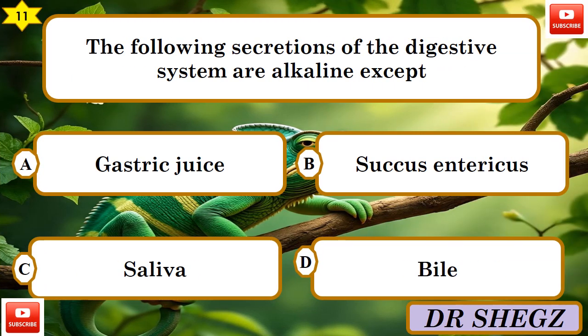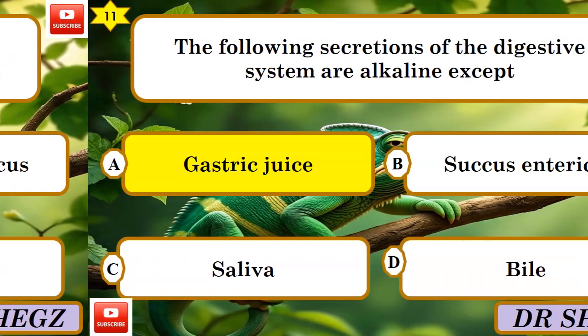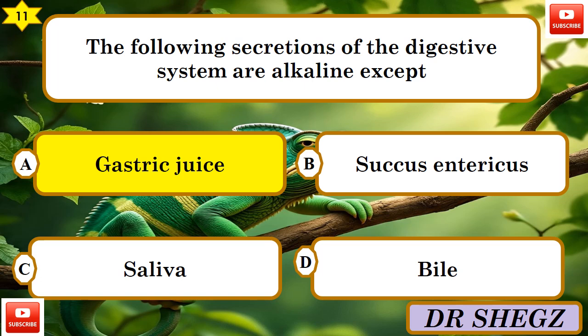The following secretions of the digestive system are alkaline except gastric juice. Remember, gastric juice is found in the stomach, and the stomach contains hydrochloric acid. So the stomach is acidic, so gastric juice is an acidic medium. But intestinal juice, saliva, and bile all have an alkaline pH, so they are in an alkaline medium.